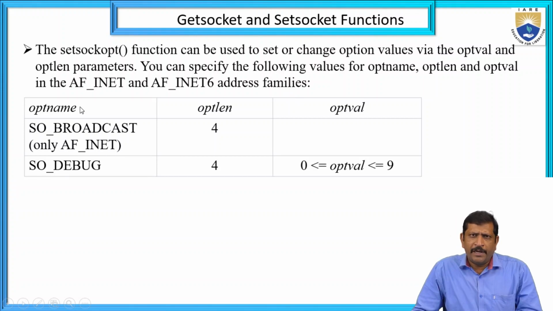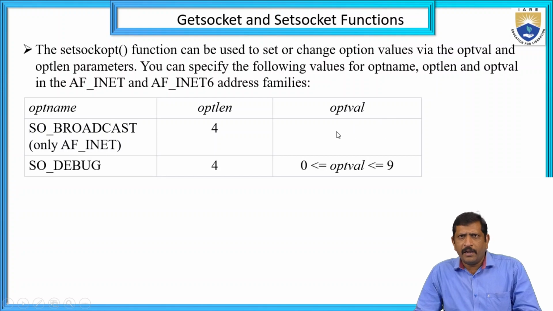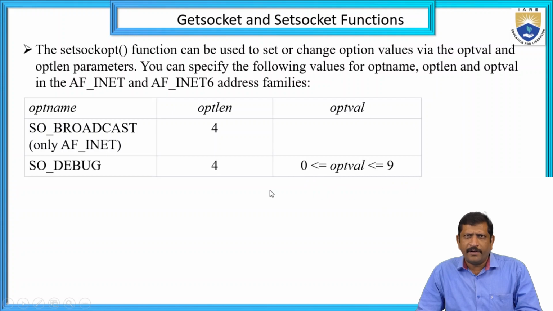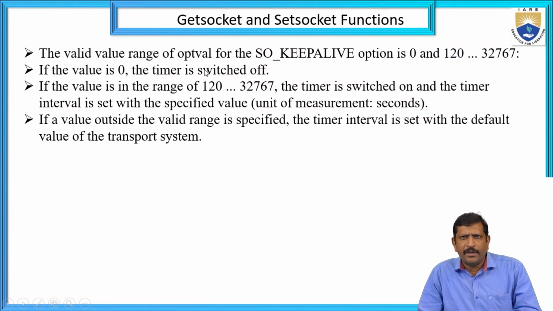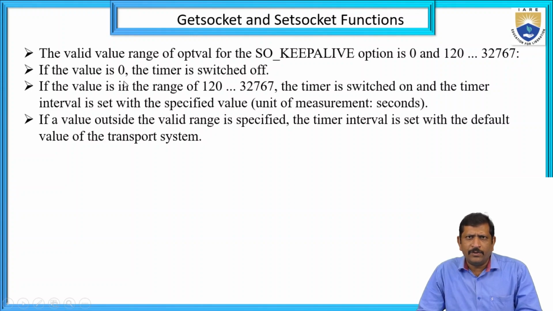And the option name is SO_DEBUG. The option length value is 4. The option value lies between 0 and 9. And here is the valid value range of the socket option value for the SO_KEEPALIVE option: 0, or 120 up to 32767. If the valid value is 0, the timer is switched off.